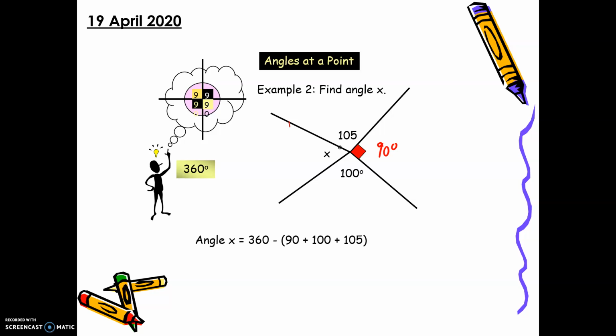So our answer x, angle x, is going to be equal to 360 take away 90, take away 100, take away 105. On the calculator again, you can pause it if you want to make sure you can do the calculation, and then just turn it back on. And so the answer is 65 degrees.